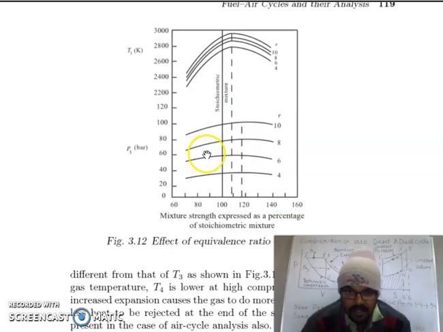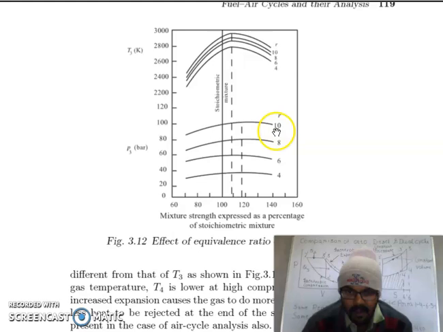You can see in this diagram here, on this side you have P3 pressure, on this side we have mixture strength expressed as a percentage of stoichiometric mixture. So this is your compression ratio 10, 8, 6, 4. It is sure that if your compression ratio increases, your pressure will increase, because compression ratio is directly related to the pressure. Higher is the compression ratio, higher will be the pressure at P3. You can see here this curve is increasing.